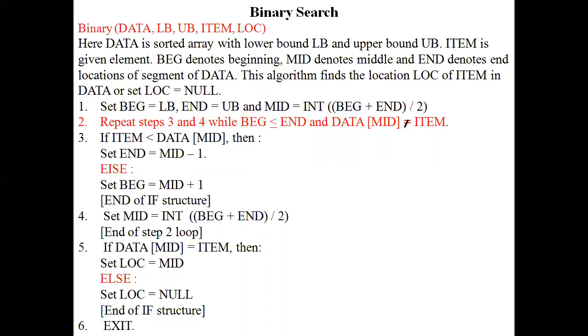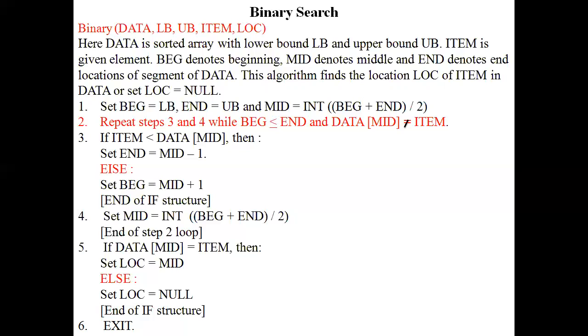This algorithm finds the location of the item in DATA. Set LOC equal to the location. So the binary search is used to find the location of the searching element in the data. Otherwise, set LOC equal to NULL. For example, if the searching element is not found in my array, then write LOC is equal to NULL.